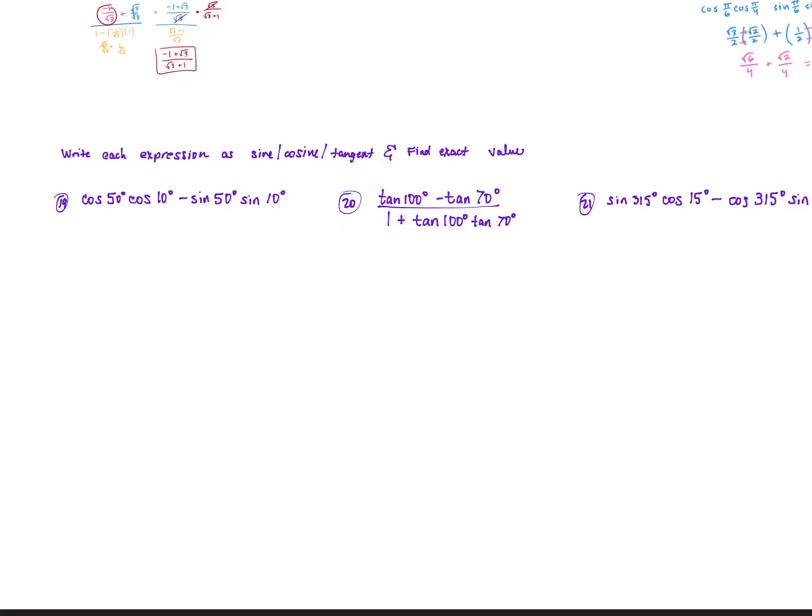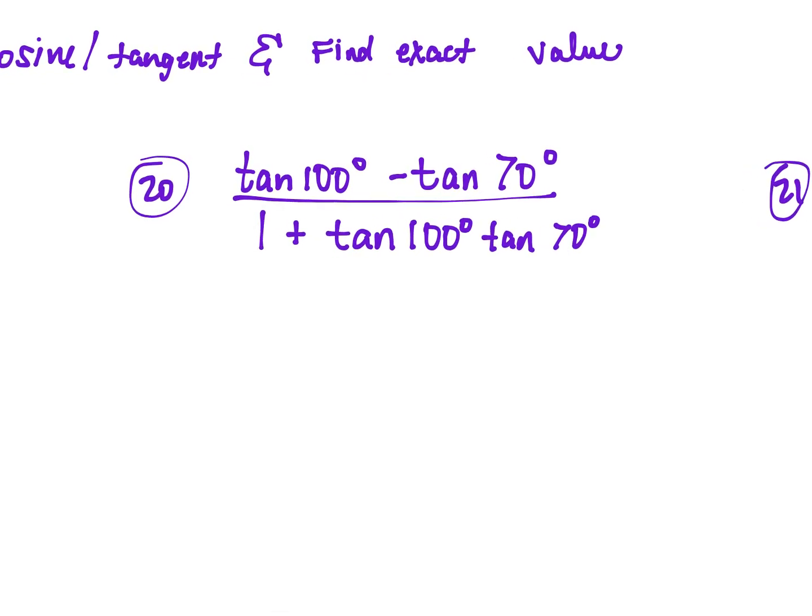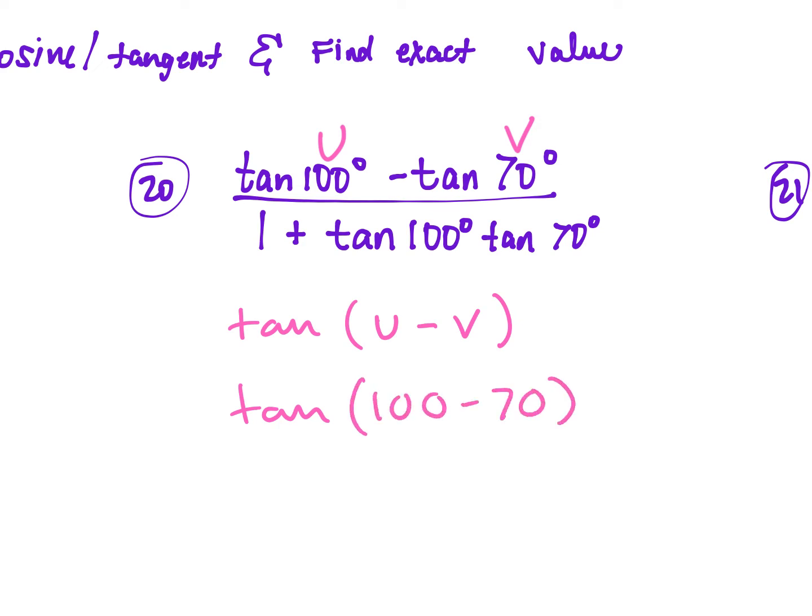All right, so for these types of questions, we kind of have to work backwards. We have to see what formula this looks like. So it's tangent, so we know it's going to be one of the tangent ones. Is it tangent u plus v or u minus v? U minus v. So this looks like our tangent u minus v. What's our u here? 100, and what's our v? 70. So we would plug those in. So we have tangent of 100 minus 70, which is tangent of 30.